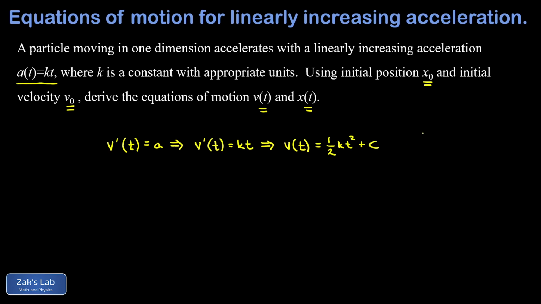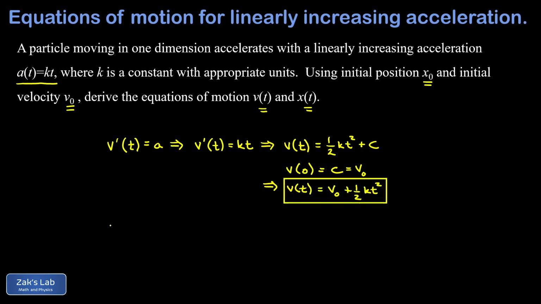Now this is where the initial conditions come in. If I look at v of 0, well, this 1/2 kt squared term dies because replacing t with 0, I get 0 out of that. And then we realize that v of 0 is just c itself. So another name for c is v naught, the initial velocity. Okay, so we actually have our first equation of motion already. V of t is going to be v naught plus 1/2 kt squared.